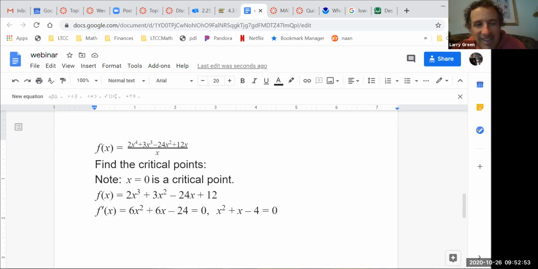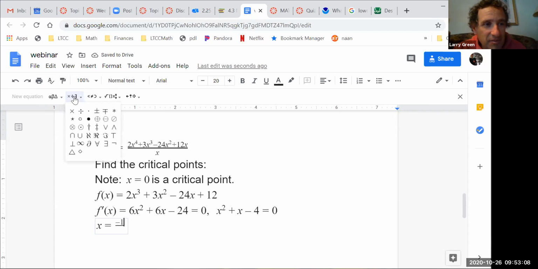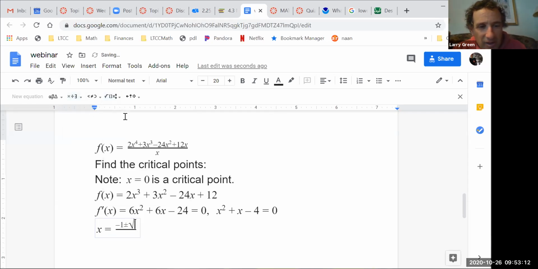So instead, we can use the quadratic formula, which still isn't that bad. x is equal to good old fraction, -1 plus or minus the square root of b squared, that's 1, minus 4ac, which is plus 16, all over 2.